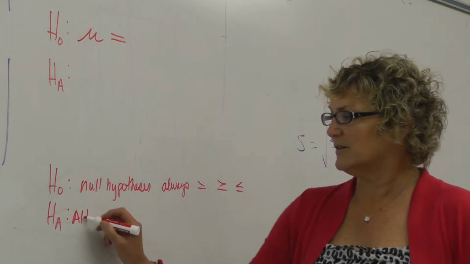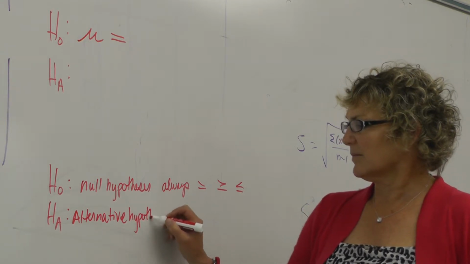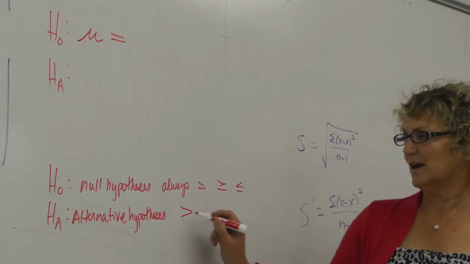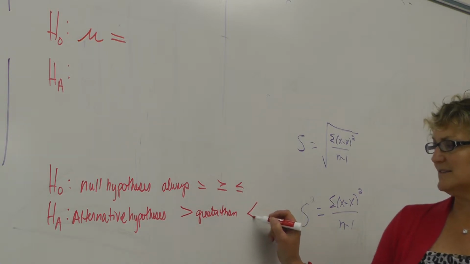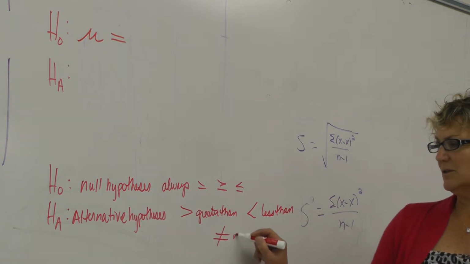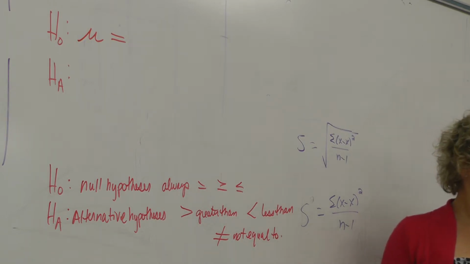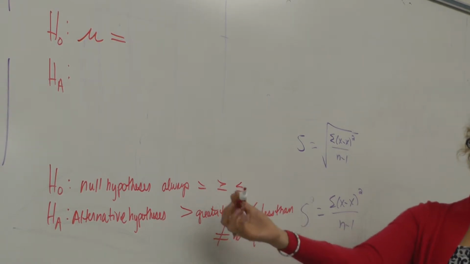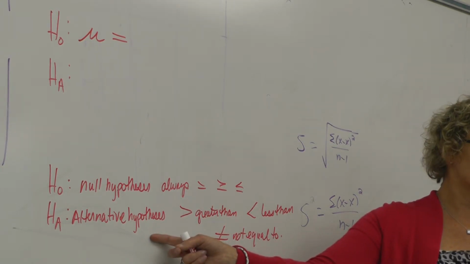The alternative hypothesis is either going to be greater than, less than, or not equal to. Right? These are always going to be complements of each other. So if we state our claim as equals, then our alternative hypothesis will be not equal to.